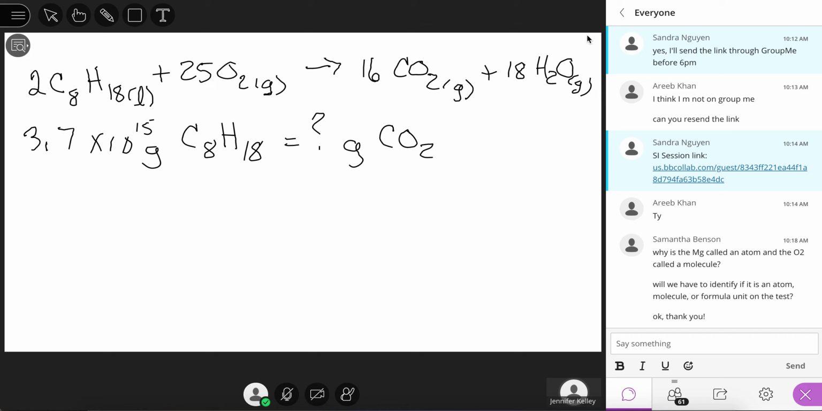The first thing to remember is you can't go from grams of one element or compound to grams of another compound. You can only go moles of a compound to moles of a different compound. So anytime you see grams here and grams here, that means there's going to be a middle step somewhere where there's moles to moles. So here we're going to go grams of C8H18 to moles of C8H18 to moles of CO2 to grams of CO2.